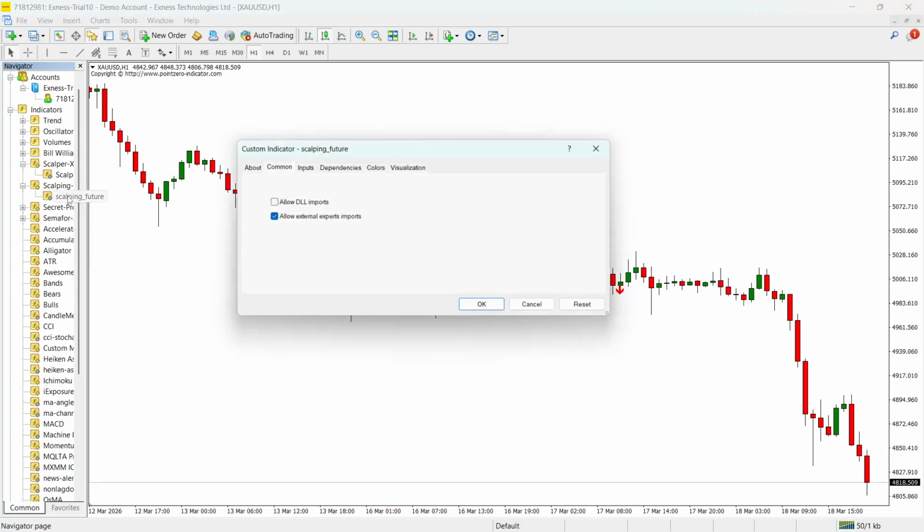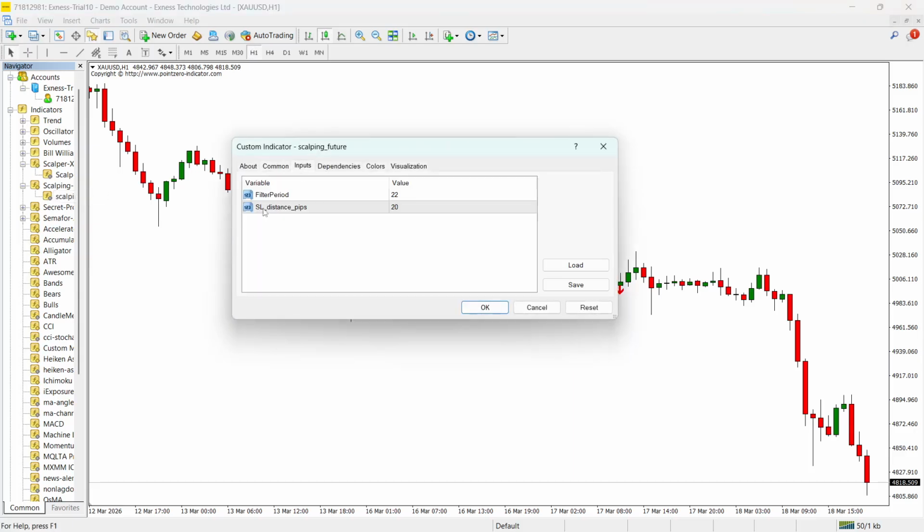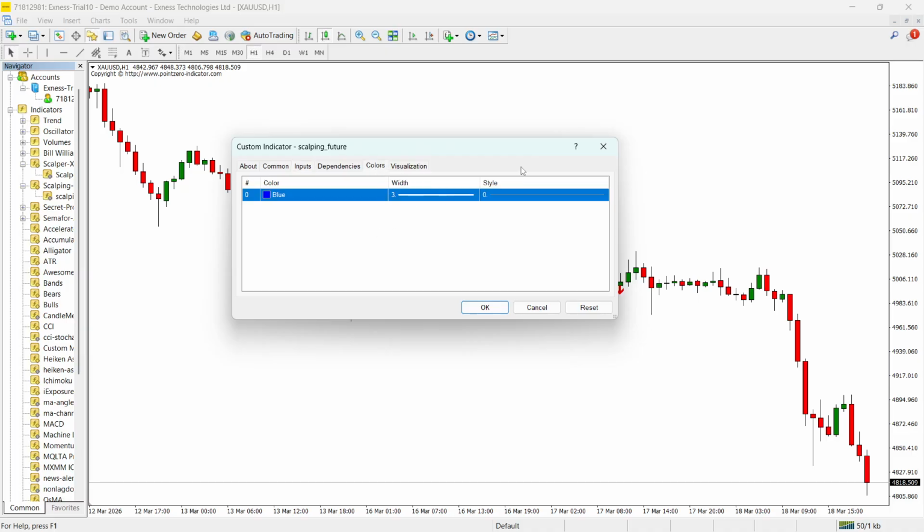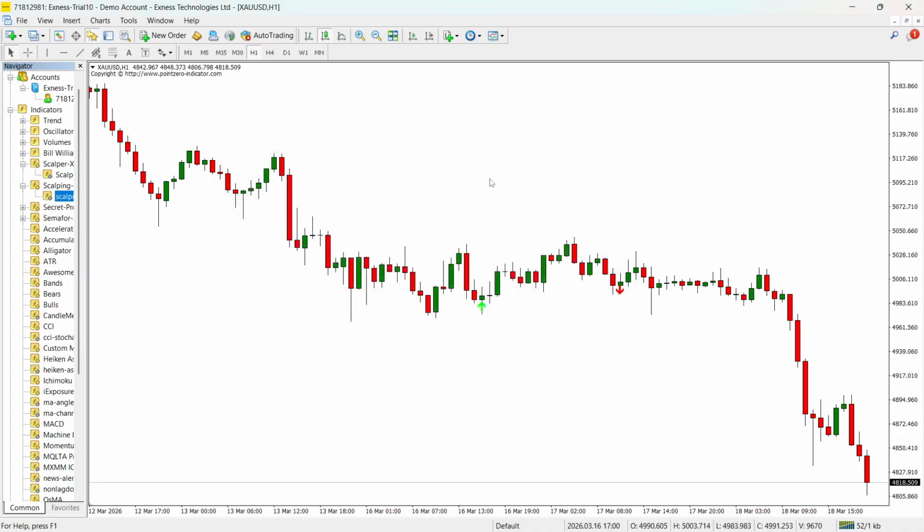Alright, for the indicator settings, let's take a look at the inputs. So you basically just have the filter period and then the stop loss distance in pips, and you can also customize the colors and trade on your preferred time frames as well.